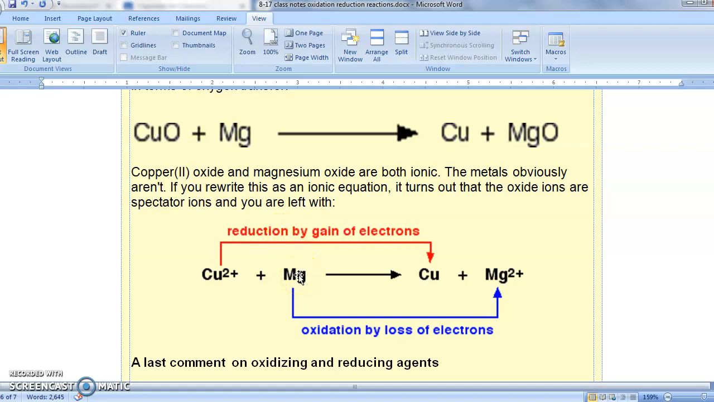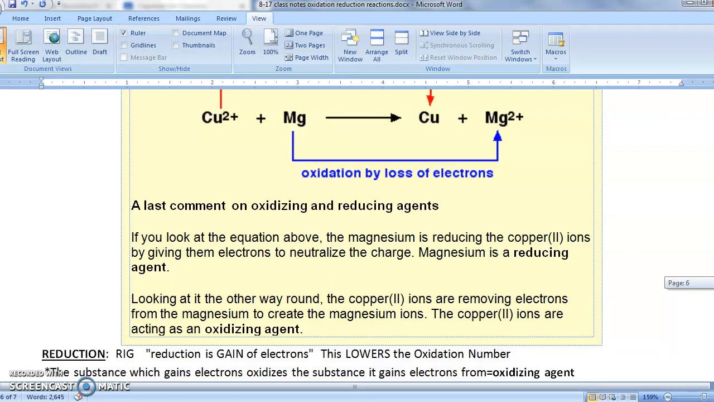Magnesium is an element by itself right here. An element by itself is neutral. Its oxidation number is 0. It forced copper to take 2 electrons from it because it's more active. It became 2+. So magnesium's oxidation number went from 0 up to 2+. Why did it happen? Because it lost 2 electrons to copper. Oxidation is loss of electrons. OIL: oxidation is loss of electrons. Reduction is gain, RIG.